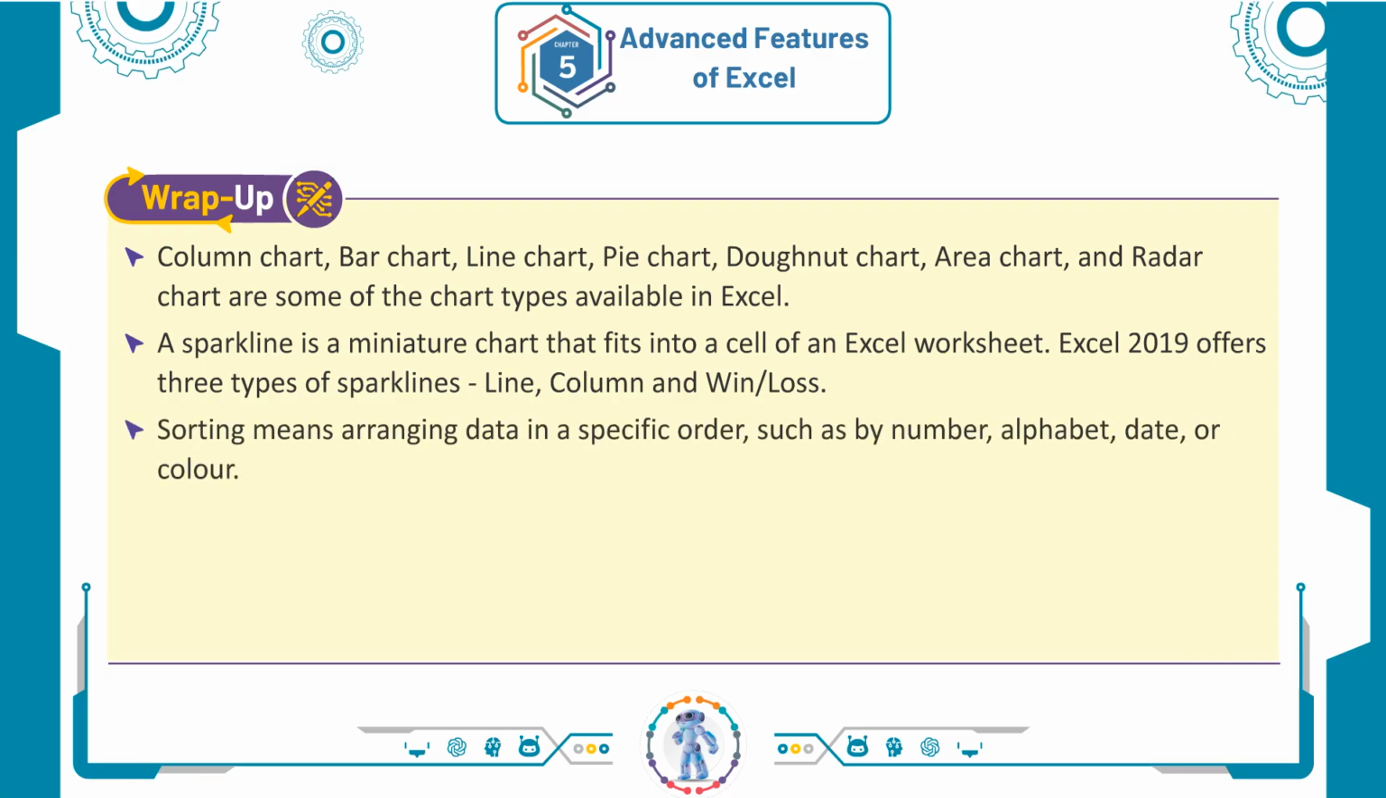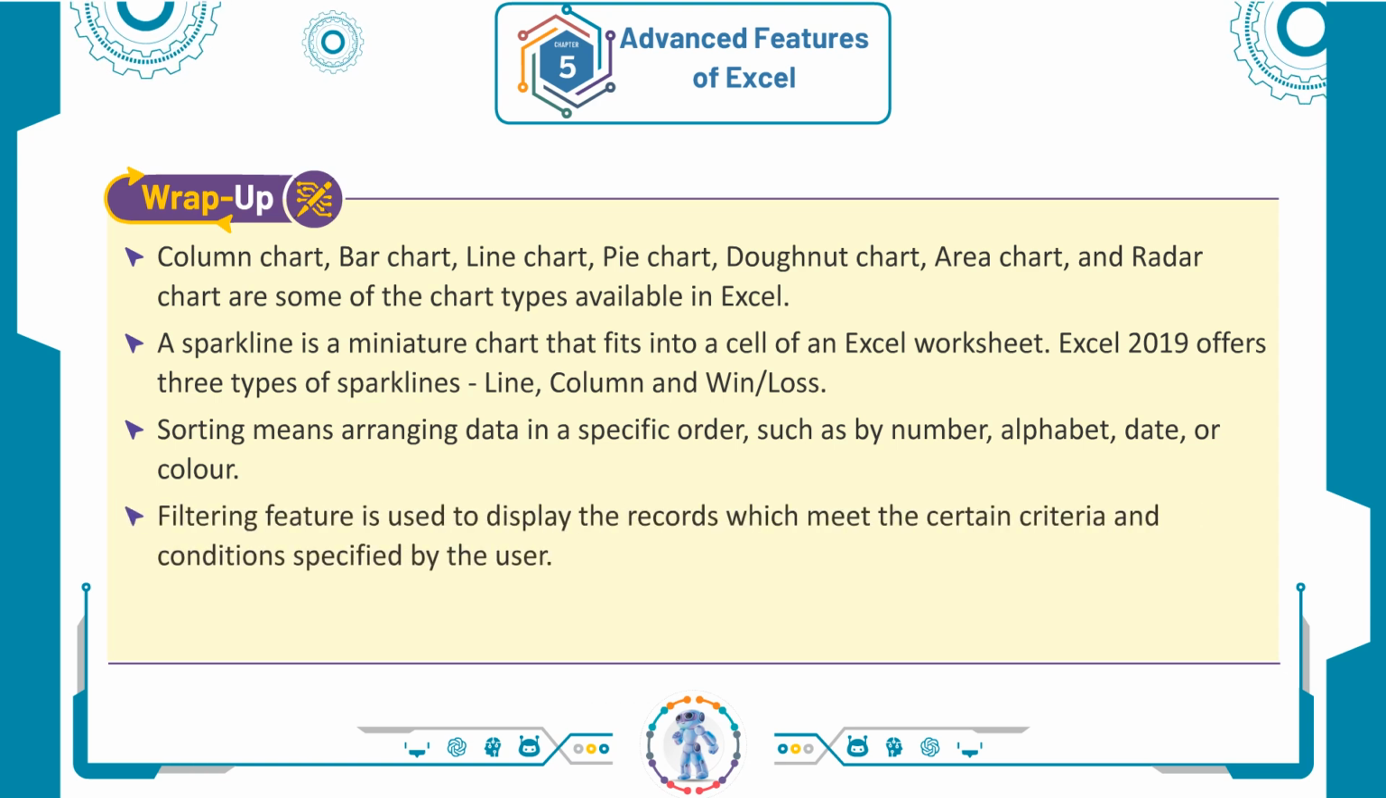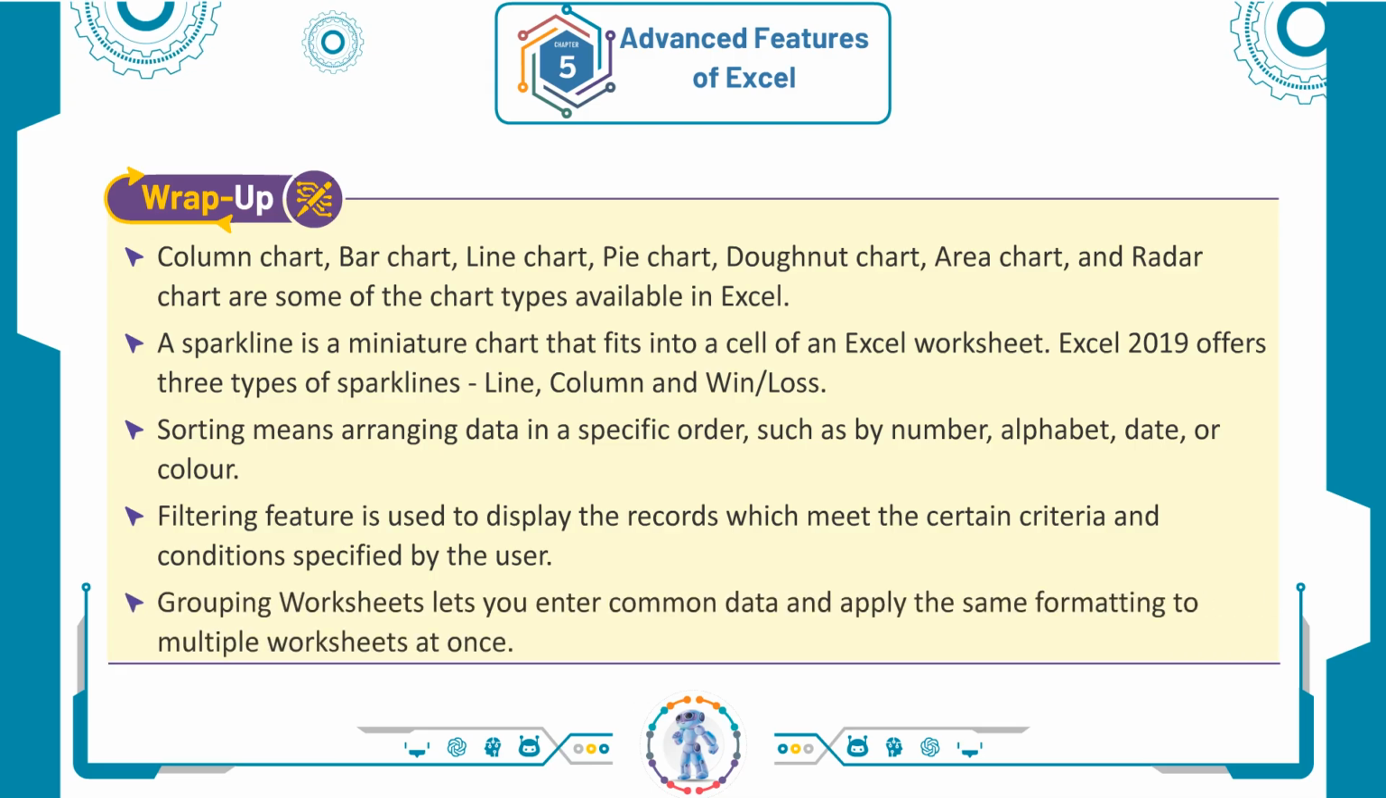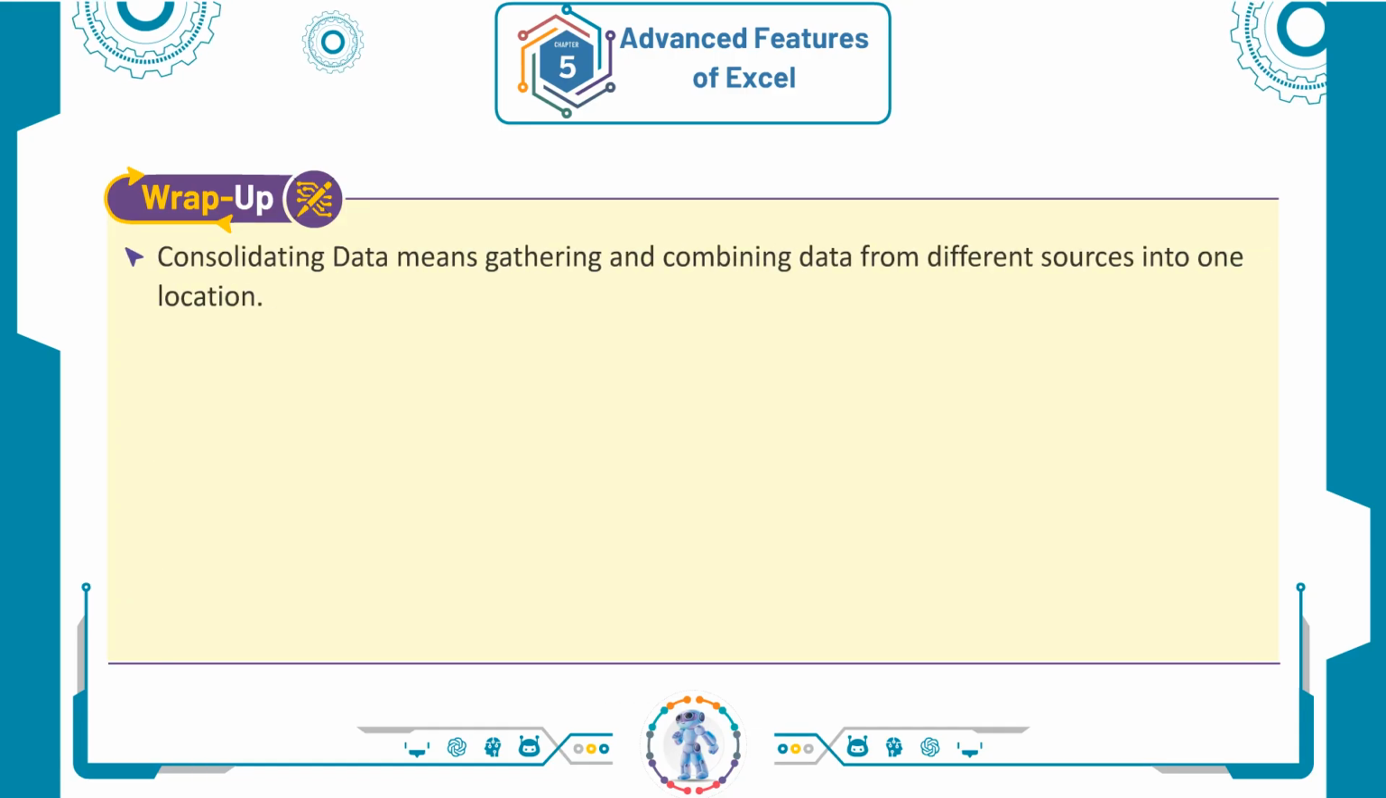Sorting means arranging data in a specific order, such as by number, alphabet, date, or color. The filtering feature is used to display the records which meet certain criteria and conditions specified by the user. Grouping worksheets lets you enter common data and apply the same formatting to multiple worksheets at once. Consolidating data means gathering and combining data from different sources into one location.